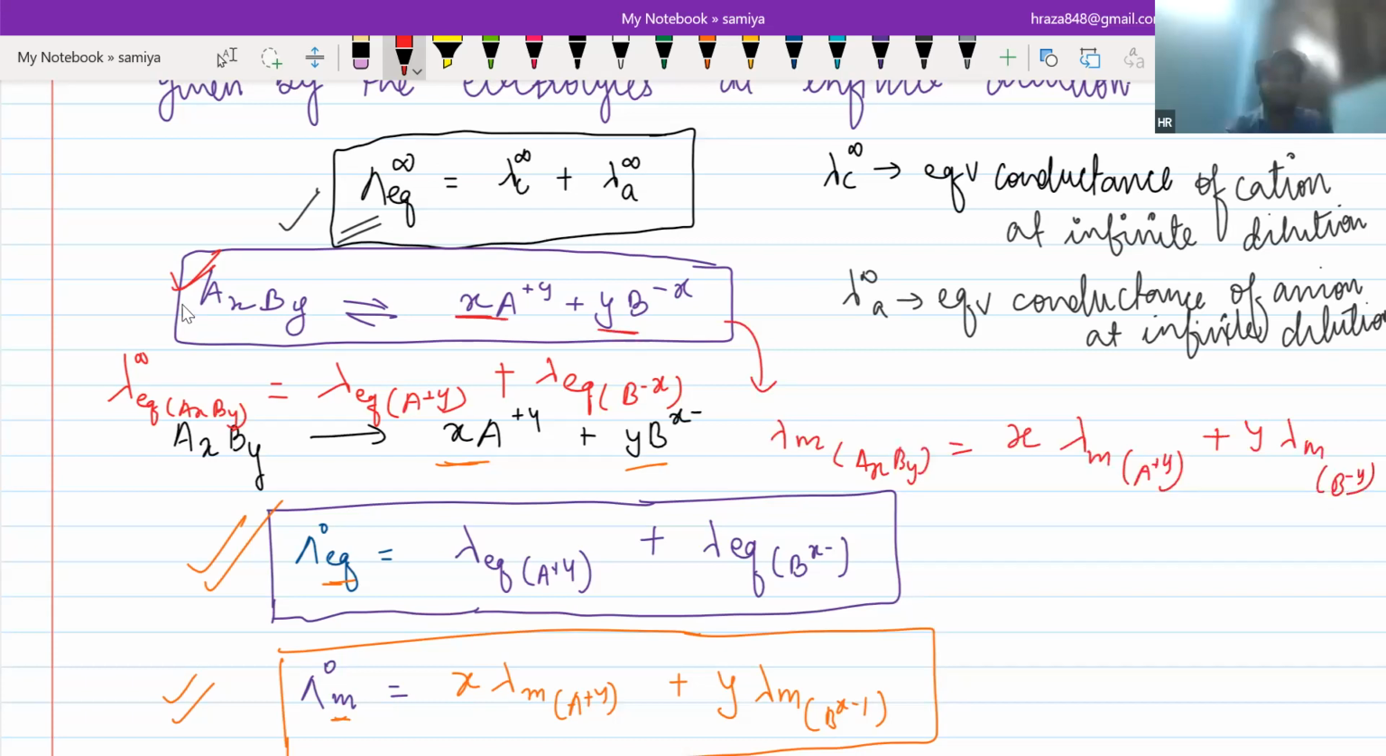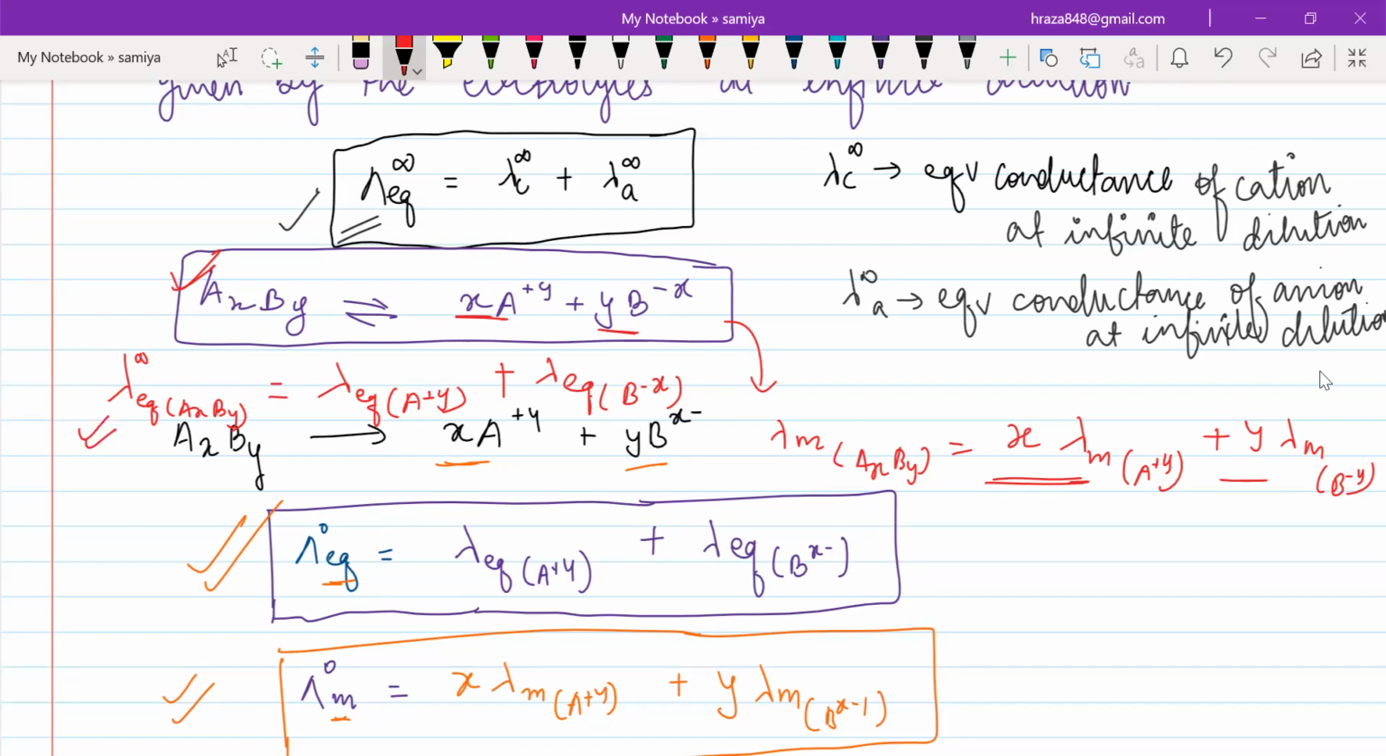From class 11th, we know that molar conductivity is based on the mole concept, and in the mole concept we need to balance all the equations to get the answer. For that, we balanced it by multiplying by x and y. But in the equivalent concept, we don't need to balance anything. So that's why I just did this. Okay, is that clear? Yes, sir.